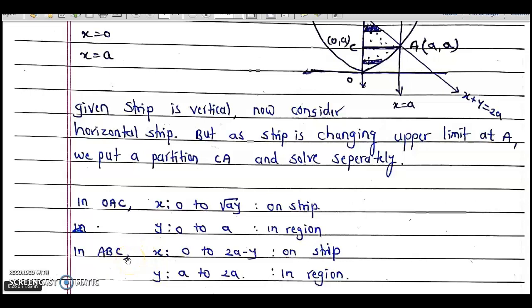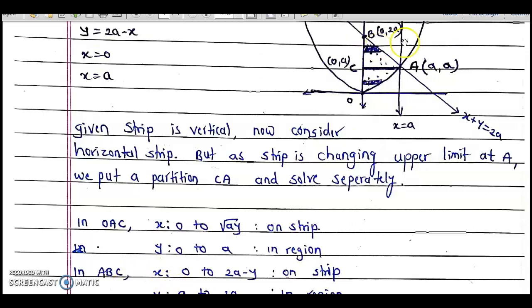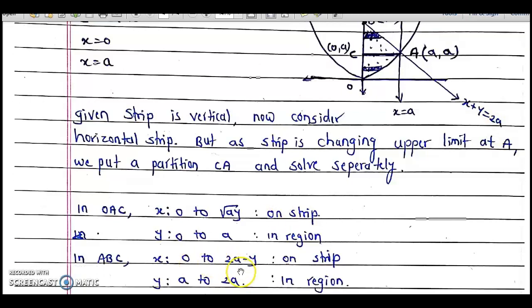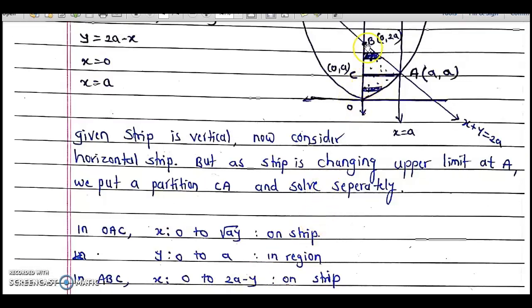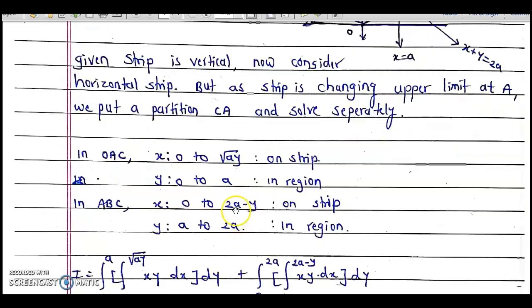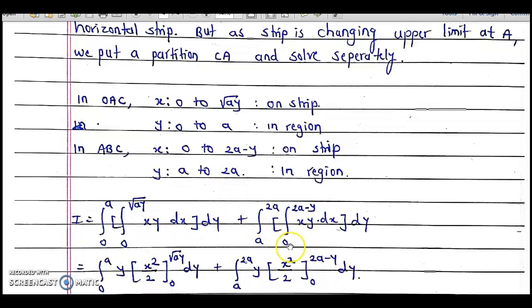Similarly, in upper triangular region ABC, it means on this strip, x is varying from y-axis where x is 0. Therefore, lower limit of x is 0. And strip is ending on a straight line x plus y equal to 2a. Therefore, x equal to 2a minus y is upper limit for x. And similarly, y is varying vertically from line AC to point B. It means y is varying from a to 2a. Therefore, with these limits, we get addition of two integrals.